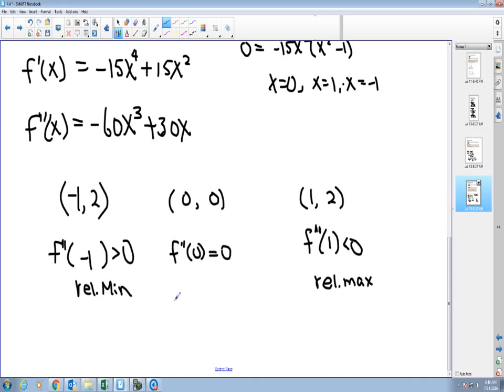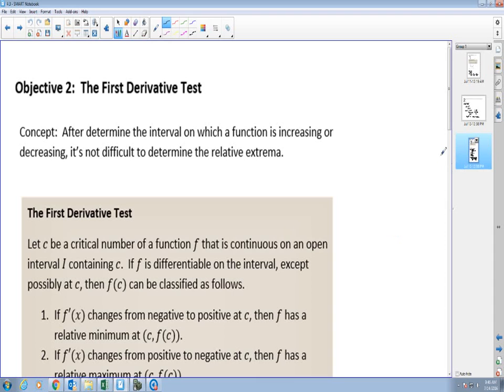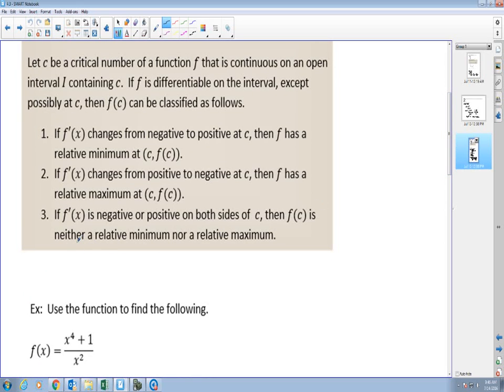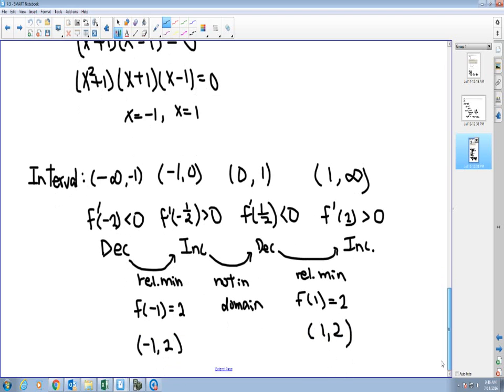Alright, the first derivative test: if f prime of x changes from negative to positive at that critical point c, f has a relative minimum. So if I go back to the first derivative test and just do what I've done before, looking at those intervals.